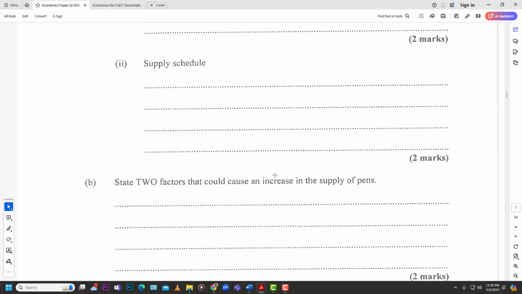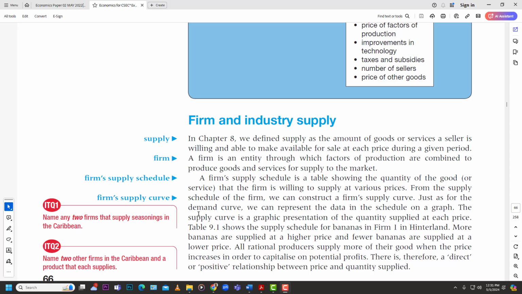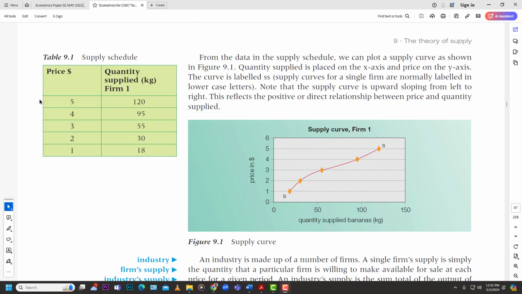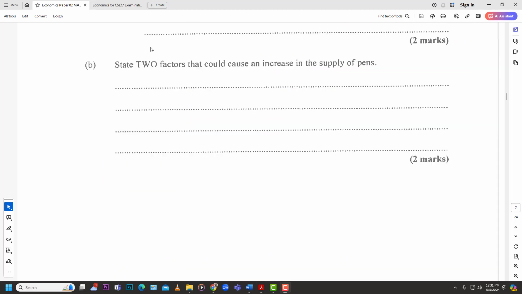Supply schedule. What is a supply schedule? A supply schedule is a table showing the various price and quantity supplied for a particular good. So if you want to get technical about it from the textbook, a supply schedule is a table showing the quantity of goods or services that a firm is willing to supply at various prices. That's the supply schedule in a nutshell. So you have the example right here of the supply schedule. State 2 factors that could cause an increase in the supply of pens.